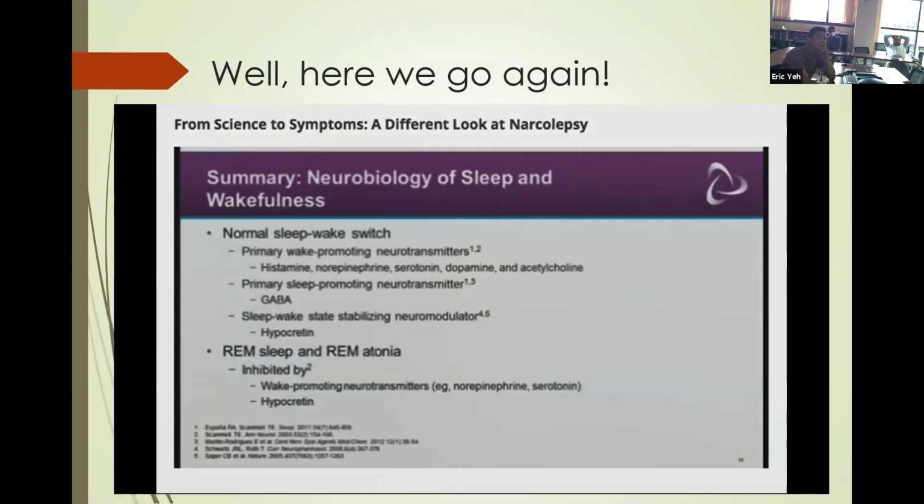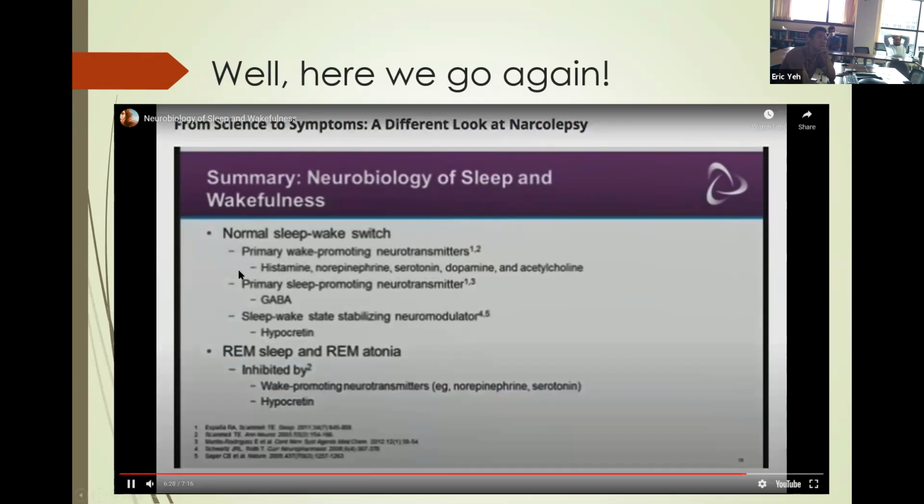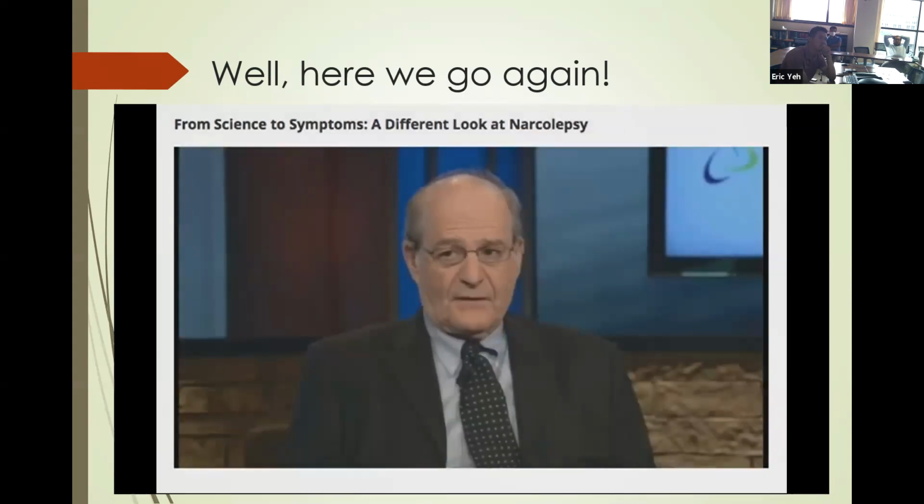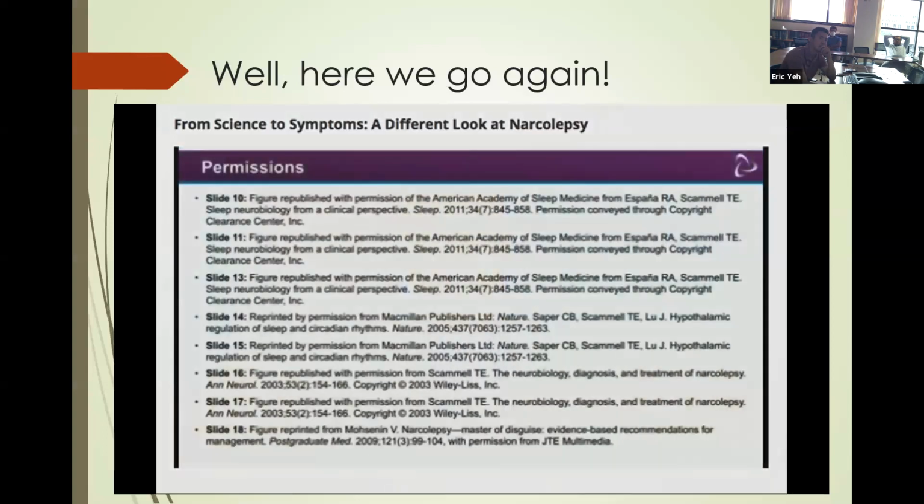Okay, so to summarize very quickly, normal sleep-wake switch, the primary transmitters are histamine, norepinephrine, serotonin, dopamine, acetylcholine. And, I'm not going into neuroanatomy, but for example, histamine comes from the tuberomammillary nucleus, locus coeruleus is very involved. Now, in contrast, there's a single transmitter, GABA-A, and that's the sleep-promoting system. And again, hypocretin is a stabilizing modulator. REM sleep, very importantly, is inhibited by hypocretin and the other wake-promoting transmitters, very specifically norepinephrine and serotonin.